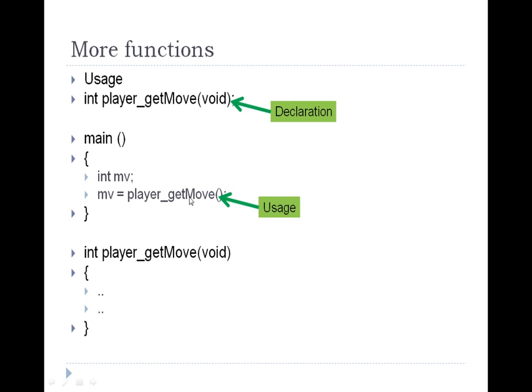So this function is going to return a value called move, and now that move integer value is going to be stored in MV. We can also name this as move, and it can be a similar name as well, and we'll discuss scope of variables in the next lectures. But right now it's sufficient to understand that player get move will return a value, and that value will be stored over here. And finally we have the implementation or the definition of the function.